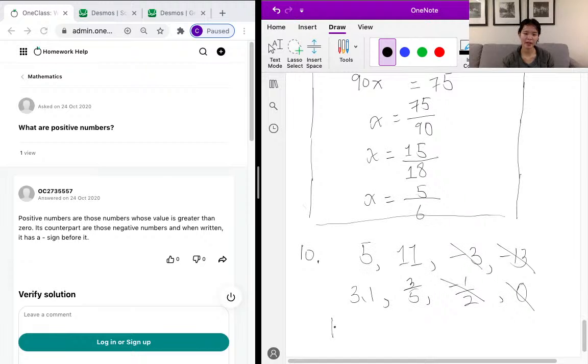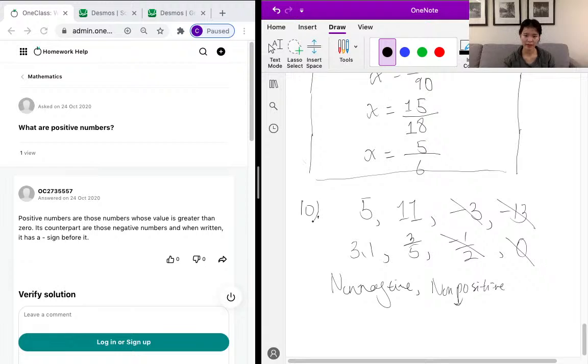However, when we are talking about non-negative numbers, that includes 0 because 0 is not negative either. And when we say non-positive numbers, that also includes 0 because 0 is not positive. So yeah, 0 is not a positive number, but 0 is non-negative and non-positive at the same time. Alright? So yeah, that's all I'm going to cover about positive numbers.